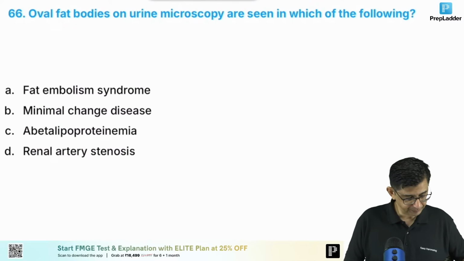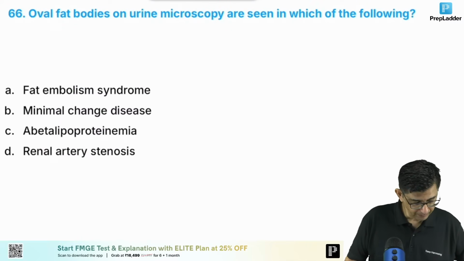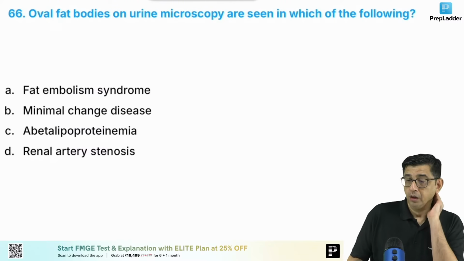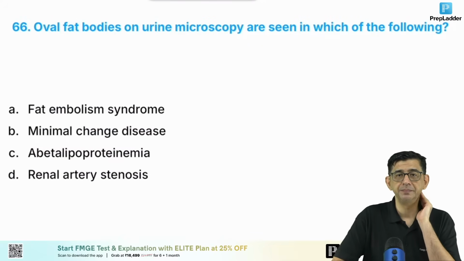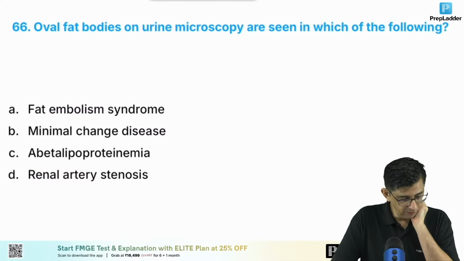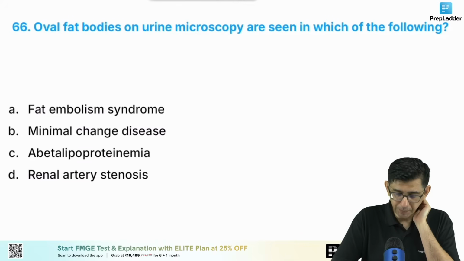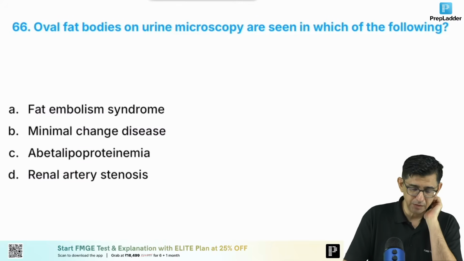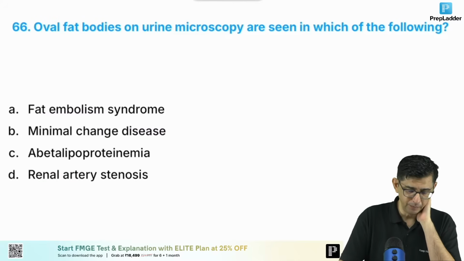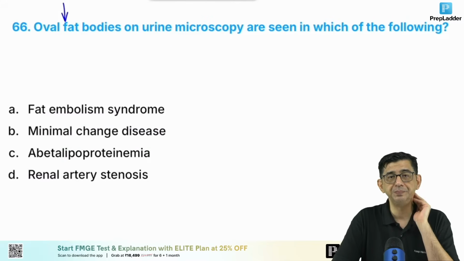Okay. Moving to the next one. Oval fat bodies on urine microscopy would be seen in which of the following conditions? These are more fact-based questions, guys, so I think you can be fast in answering them.